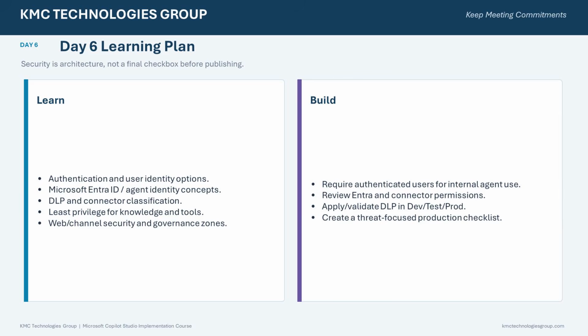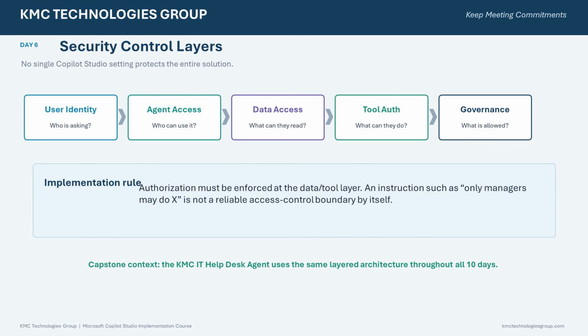Today we'll explore authentication and identity models, Microsoft Entra agent identity concepts, data loss prevention policies, least privilege, web and channel security, and governance zones. Then we'll apply those concepts to the KMC IT Help Desk agent. We'll require authenticated users for internal access, review Entra and connector permissions, validate DLP policies across environments, and build a threat-focused production security checklist. No single setting protects an entire Copilot Studio solution.